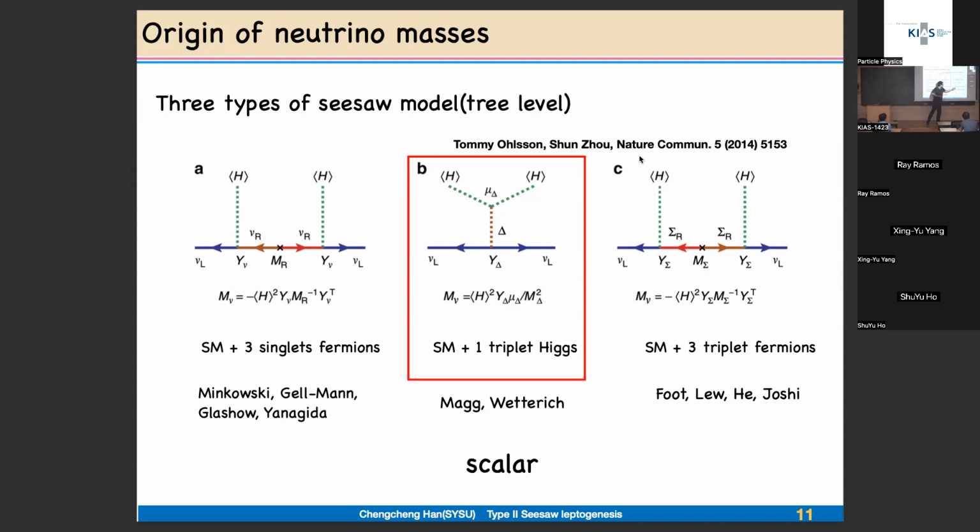Type 3 needs at least two or three triplet fermions, which seems a little bit complicated. And different from these two, this is a scalar particle, which is very important to use the property. It is a scalar.